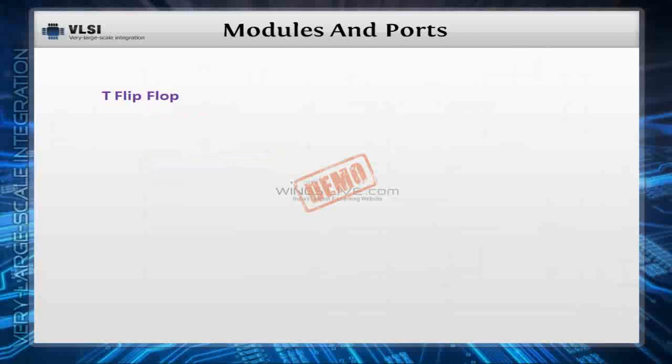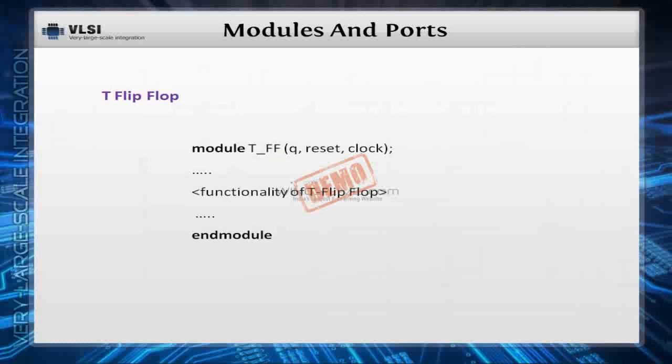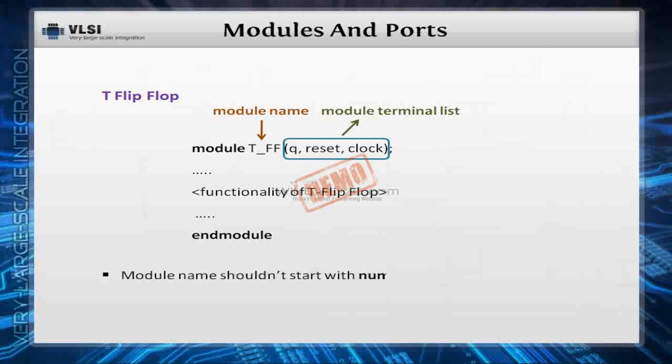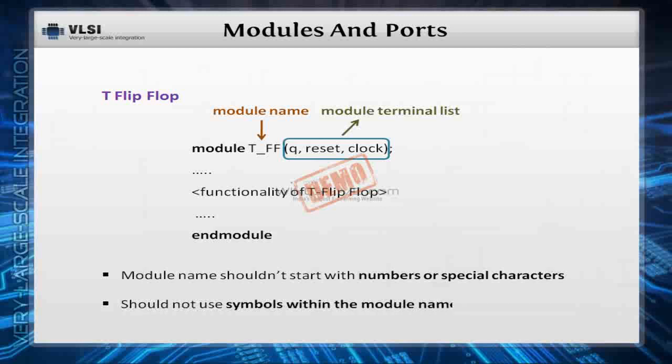Now, we can define the T flip-flop as a module. It looks like this. Here, we've given the module name as T flip-flop, and the module terminal list has the inputs and outputs of the T flip-flop, which are Q, reset, and clock. Here we have to remember that module names shouldn't start with numbers or special characters, and we should not use symbols within the module name. Finally, we should end with endmodule. The internals of the module are not visible to the environment. I will discuss module internals in forthcoming tutorials.